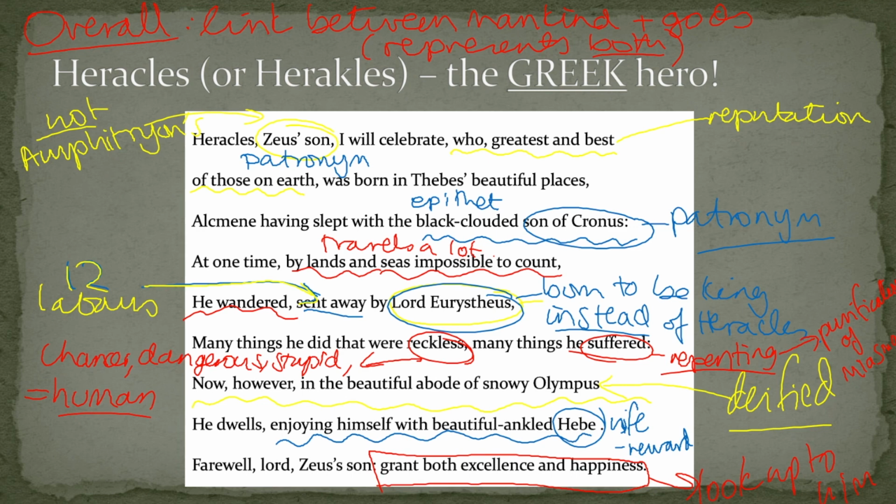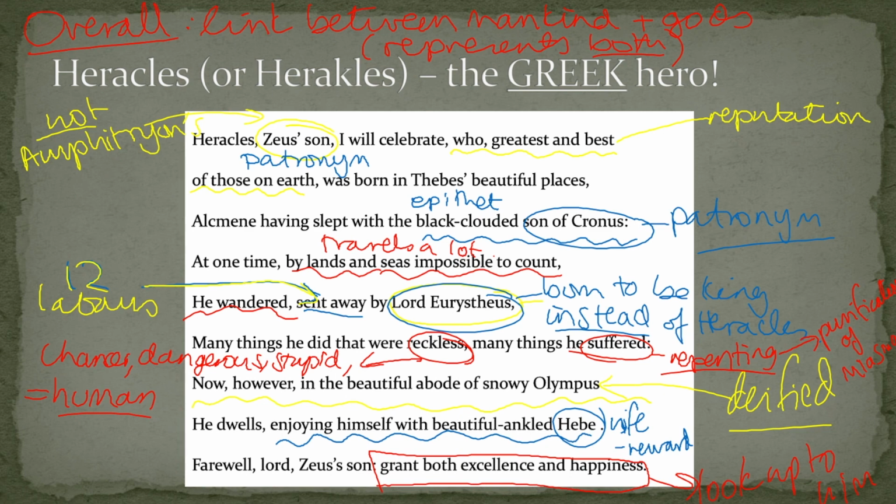Now, however, in the beautiful abode of snowy Olympus he dwells. Hey, he's done all right. Even though he was mortal, he now lives on Olympus. He has in fact been deified. I did say it right at the start that he was worshipped as a god. And he, the son of Zeus, goes up to Olympus and lives there and is given a new wife, beautiful ankled Hebe. Hebe is a goddess of youth, and so she's very beautiful, and she's a lovely reward for him for having suffered all this time.